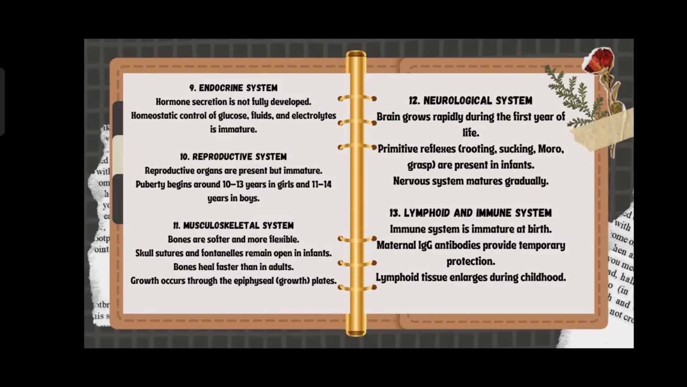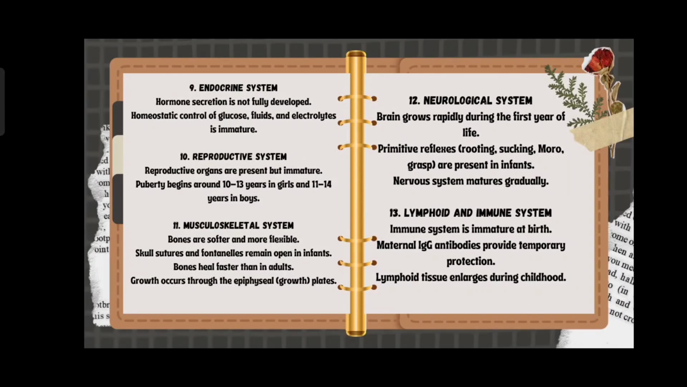Then the musculoskeletal system. Musculoskeletal system means their bones are much softer and more flexible than the adult's. Their skull sutures and fontanelles remain open in infants. Their bones heal faster than the adult's. If any fracture or injury happens, their bones heal faster than the adult's. Then the growth occurs through the epiphyseal plates.